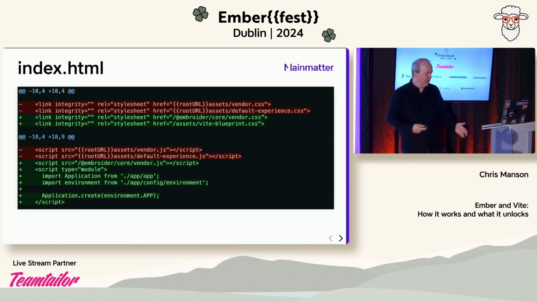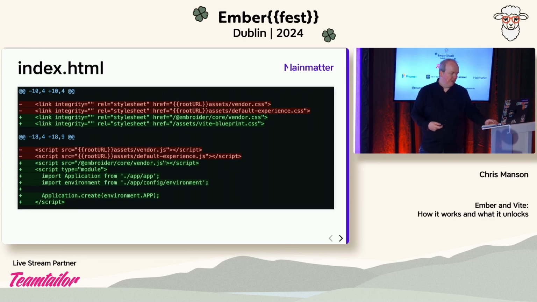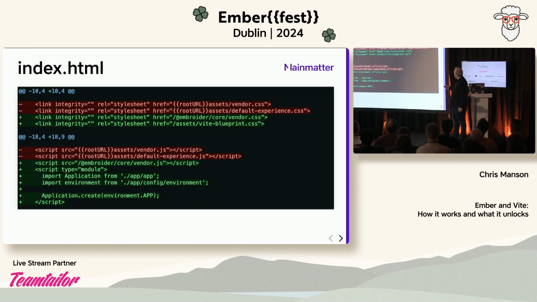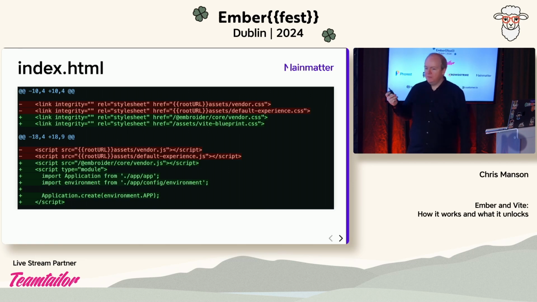It's Vite's job now. We're probably going to have some docs about it in an upgrade guide, but most likely those docs are going to point at the Vite documentation. The other thing that's interesting to look at is we used to have this assets vendor CSS, but now you have this weird embroider core vendor CSS. The assets vendor CSS used to be auto-generated by your Ember CLI build, but we don't do that anymore because we don't rewrite your app.